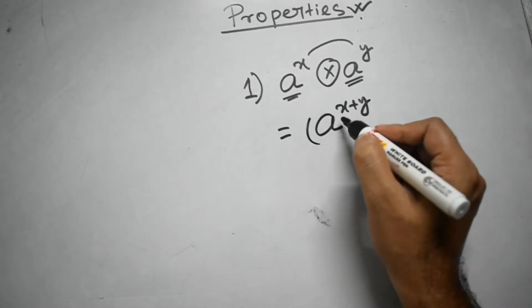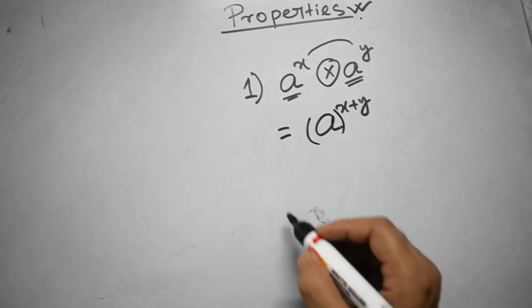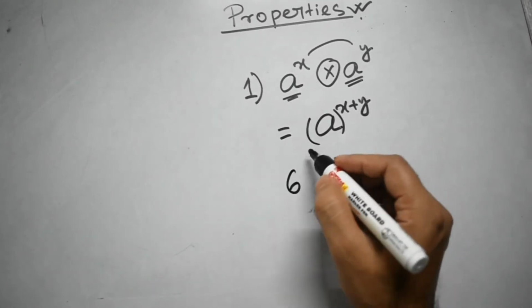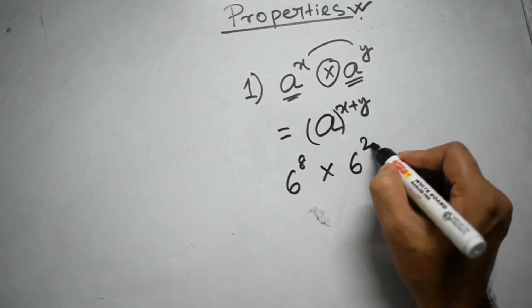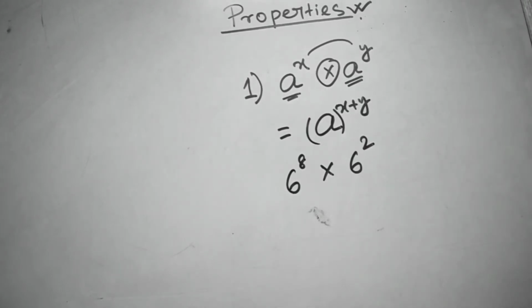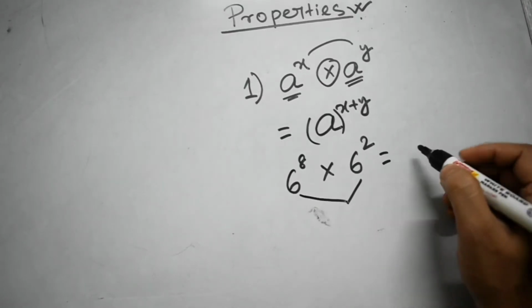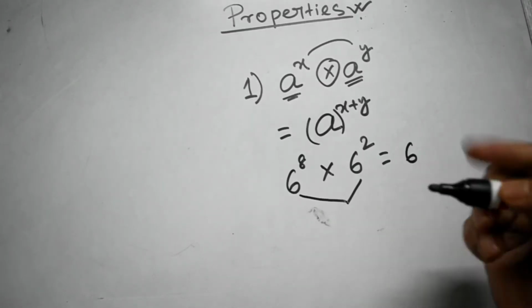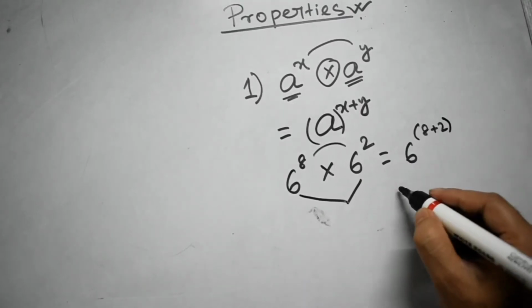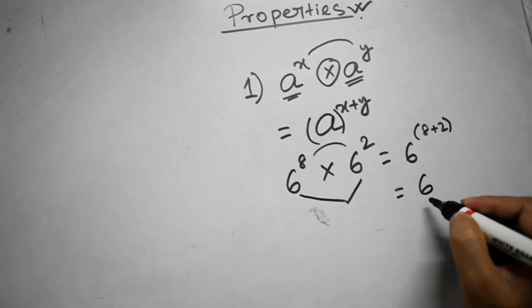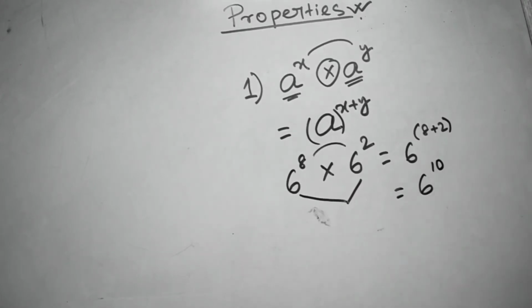Now let's take an example. Suppose we have 6 to the power 8 into 6 to the power 2, or 6 square. As the base is equal, we will write 6 to the power 8 plus 2, and finally it becomes 6 to the power 10. Let's talk about the next property.